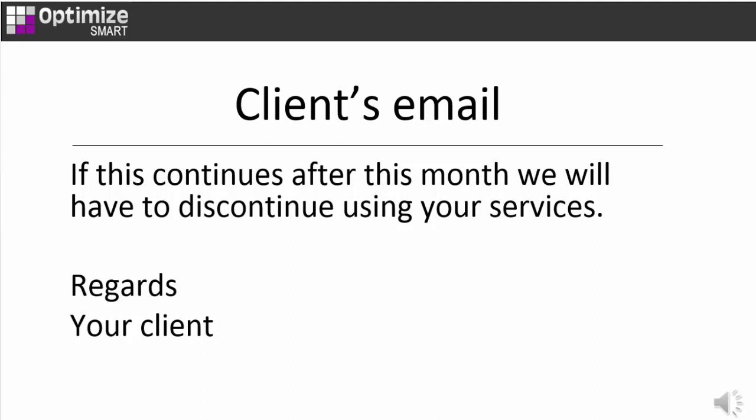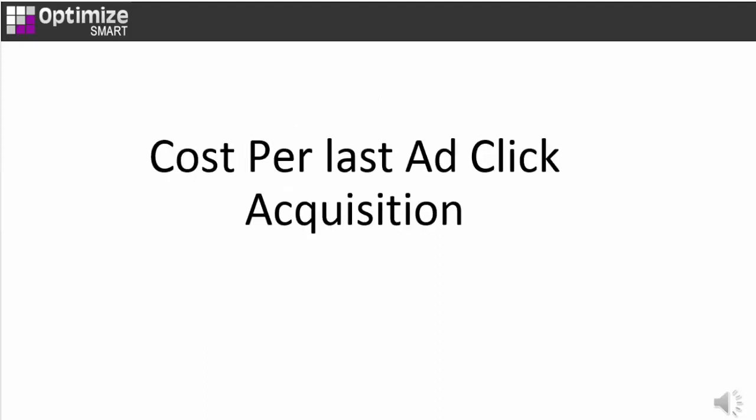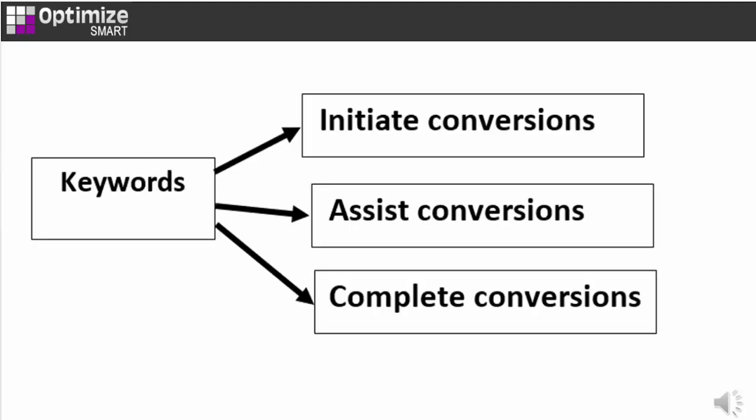In this email, the client is referring to cost per acquisition as reported by Google AdWords, which is actually the cost per last ad click acquisition. Here the client is probably not aware of how Google Analytics and Google AdWords actually attribute conversions. And that if a keyword is not directly completing a conversion, it may be initiating a conversion or assisting a conversion. Since the client is not aware of the last ad click attribution model used by Google AdWords, and not really familiar with attribution modeling in general, he has no reason to doubt his interpretation of data.